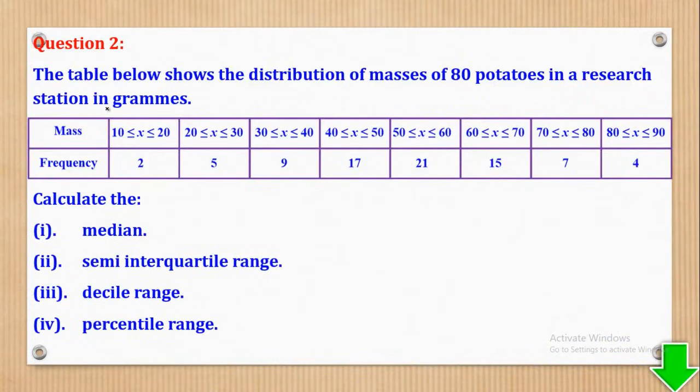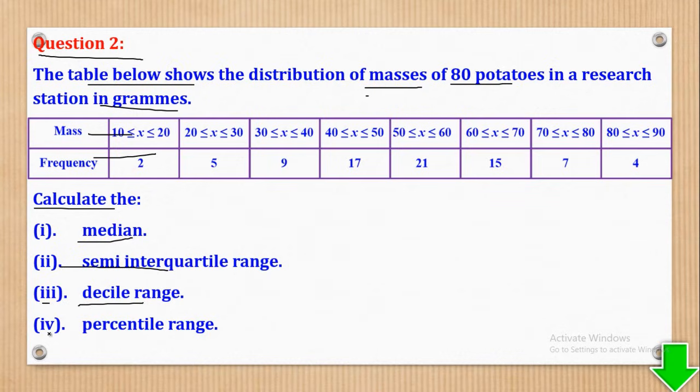So that was question 1. Then we shall go to question 2, which says the table below shows the distribution of masses of 80 potatoes in a research station in grams, mass and frequency. Okay. Calculate Roman 1, the median; Roman 2, semi-interquartile range; Roman 3, decile range; Roman 4, percentile range.